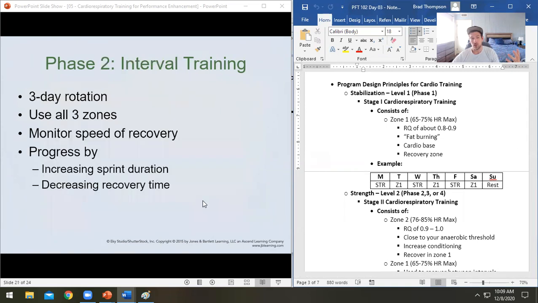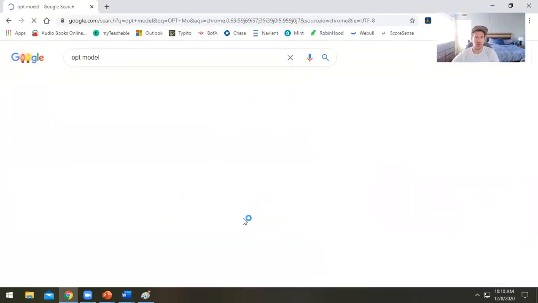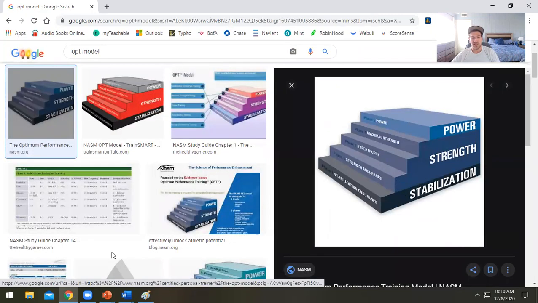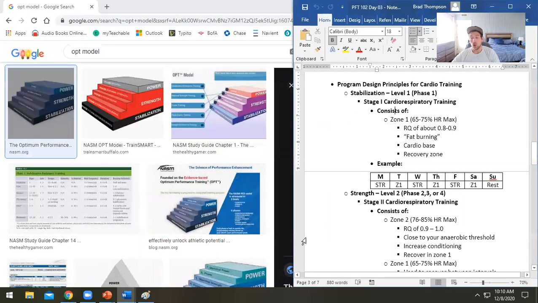Now, for the purposes of your regular textbook, you guys know me, I've got to show you the regular version. So if a client is in the stabilization phase, right, we look at the OPT model, they're in stabilization. That means that they are at the bottom. We are really only going to focus on stage 1 cardiorespiratory training. So you've got your stages, you've got your zones, right? Stage 1, just like corrective flexibility consisted of SMR and static stretches, stage 1 cardio consists of zone 1.